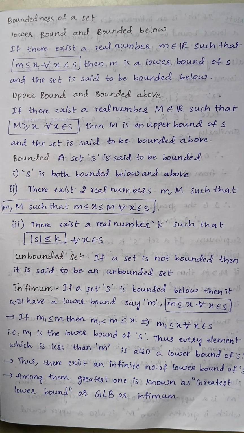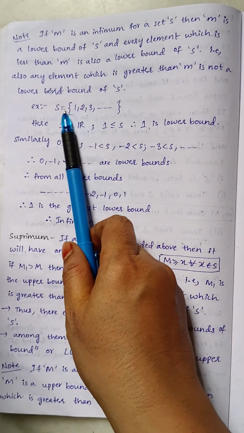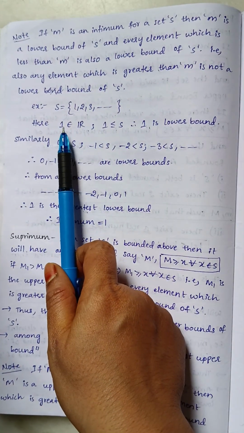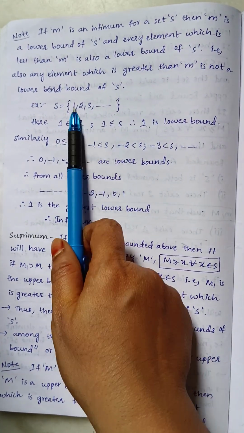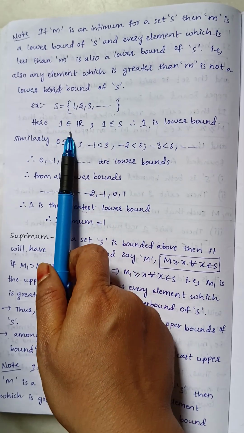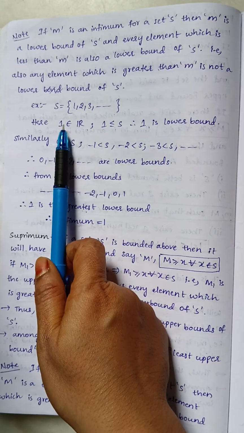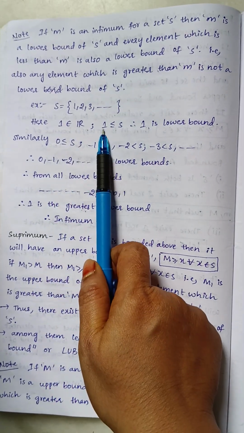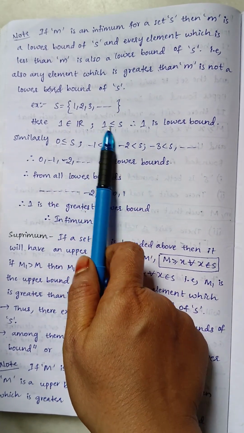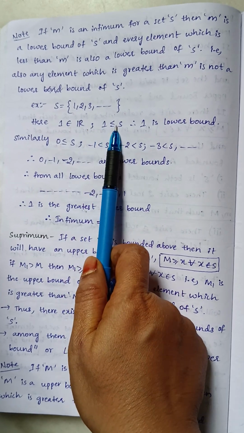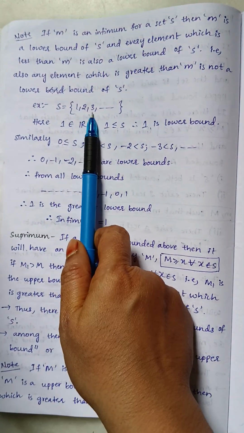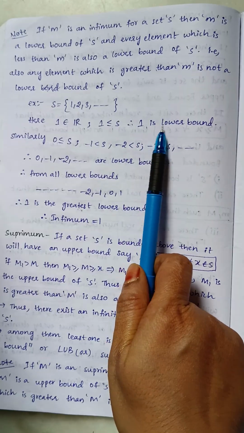See one example. Here, I am taking one set and take any real number. That must be less than or equal to every element in the given set. So, obviously we take the smallest number in the given set, suppose 1, which is a real number. Then 1 is equal to 1, and 1 is less than 2, 1 is less than 3. That means 1 is less than or equal to every element in the given set. So, what we can say? 1 is a lower bound.